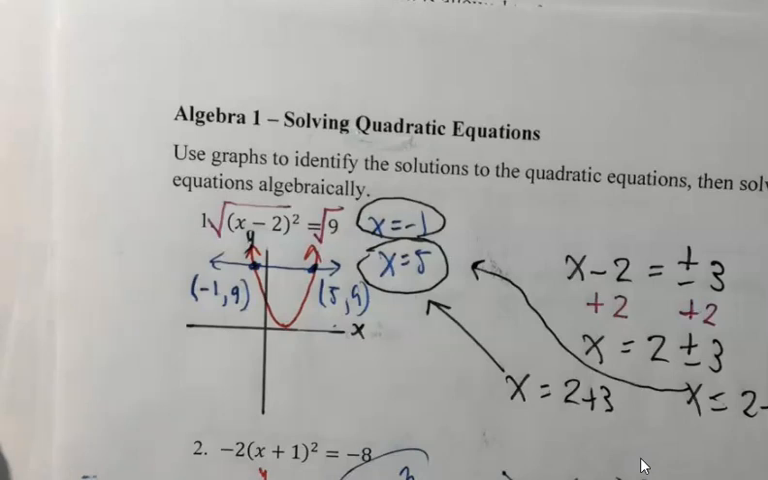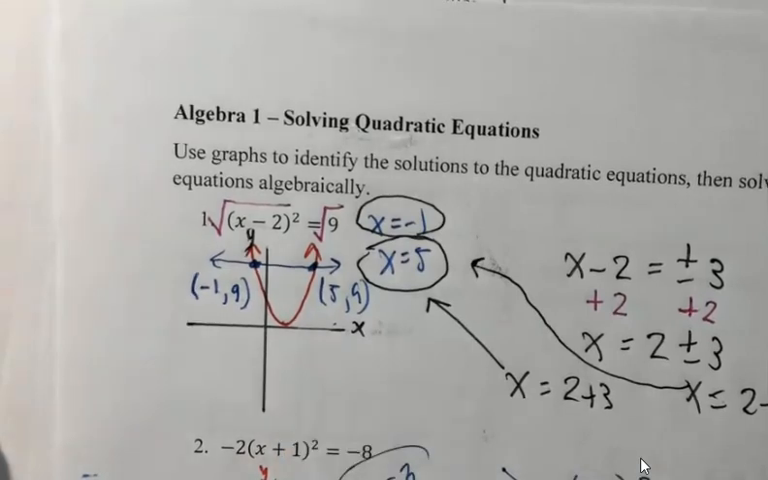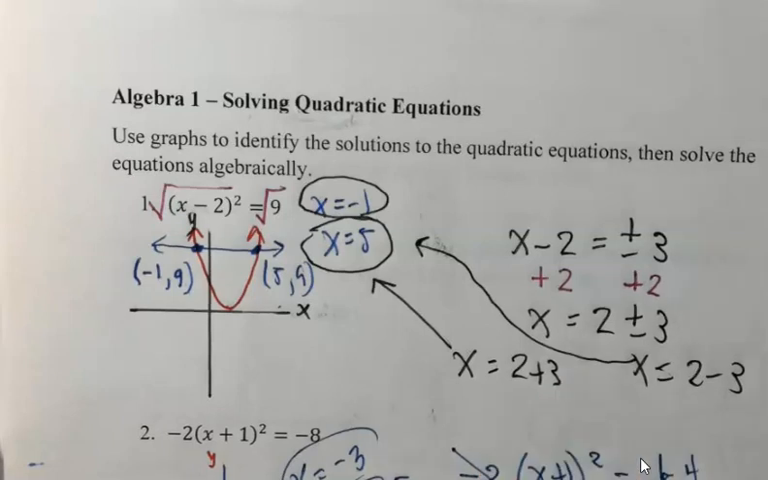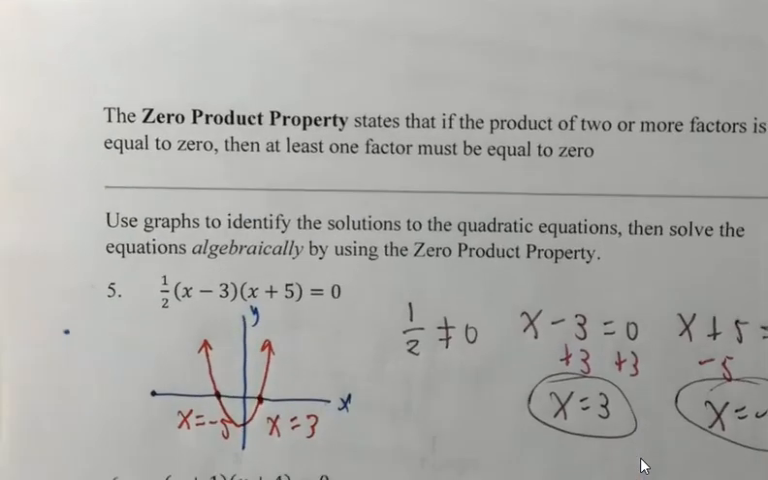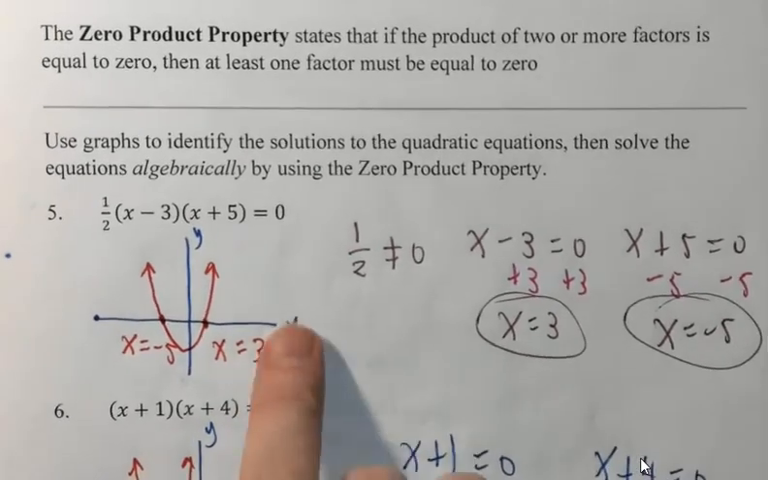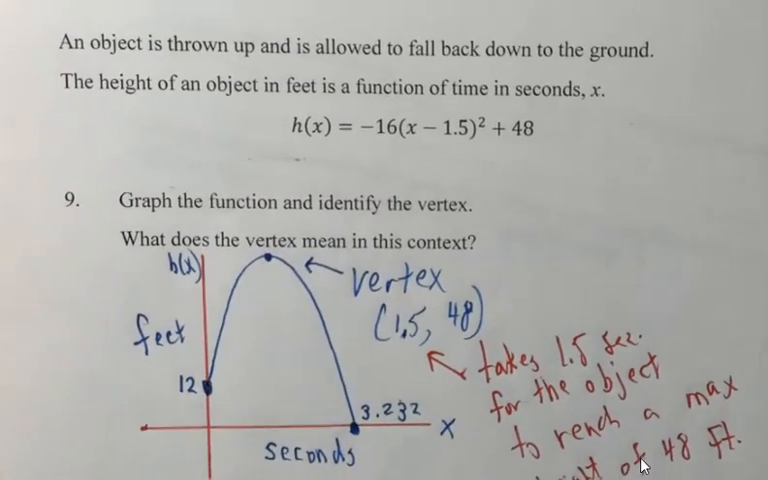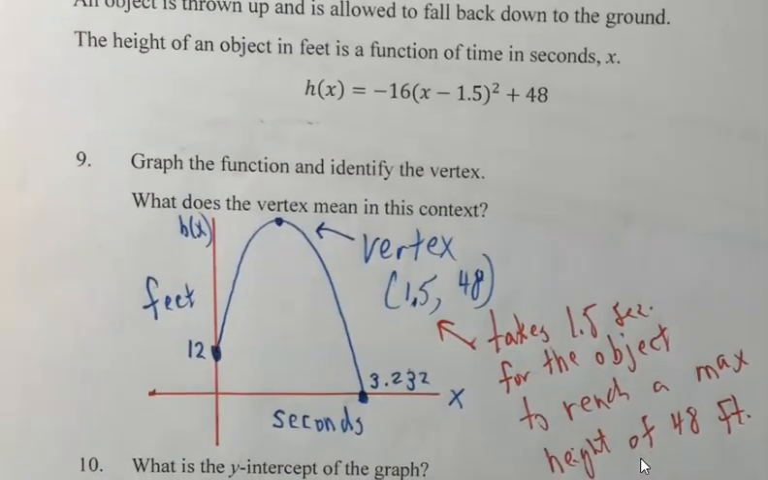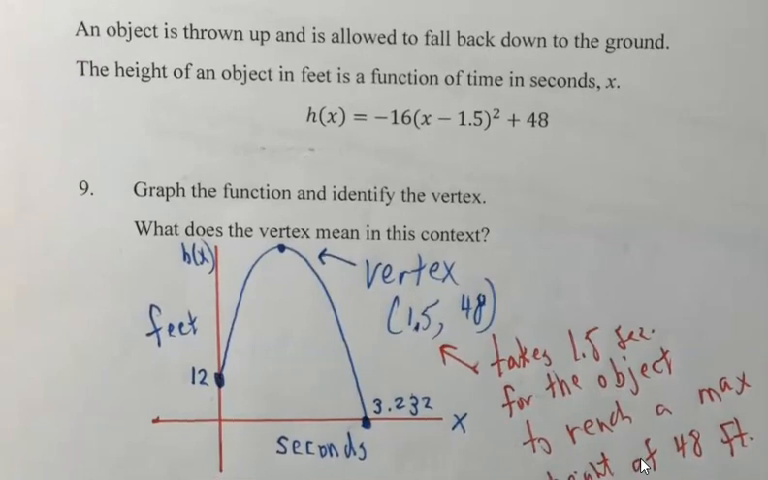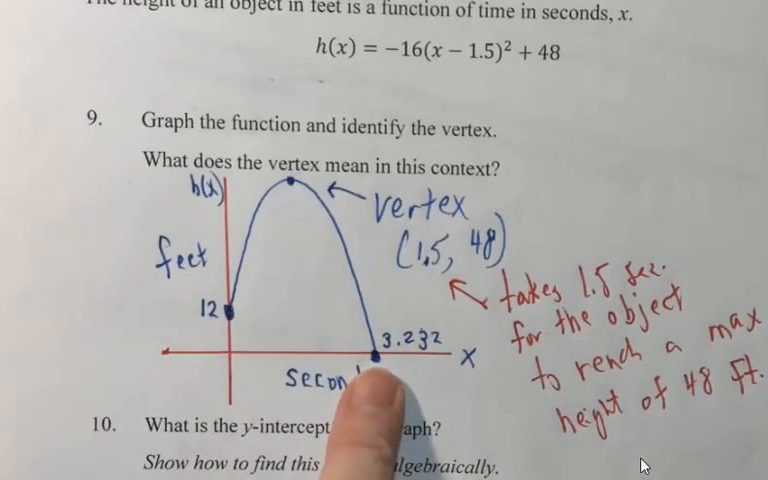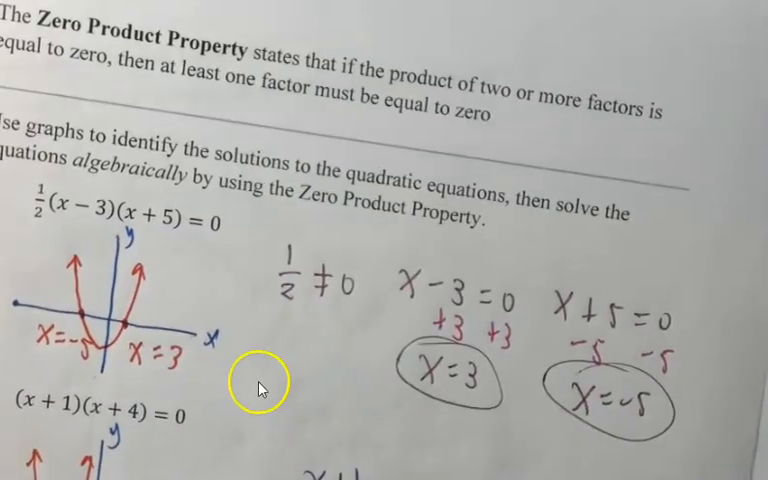So, in summary, today we solved quadratic equations. We first used graphs to identify solutions, and then we solved them algebraically. First, by isolating the x by using inverse operations. And second, we used the zero product property for equations that were in factored form. And then finally, we solved a real live situation here. We used a real graph for an object thrown up into the air to locate the vertex, the x-intercept, and the y-intercept, and then to find that y-intercept and x-intercept algebraically. Continue to practice until we meet again.